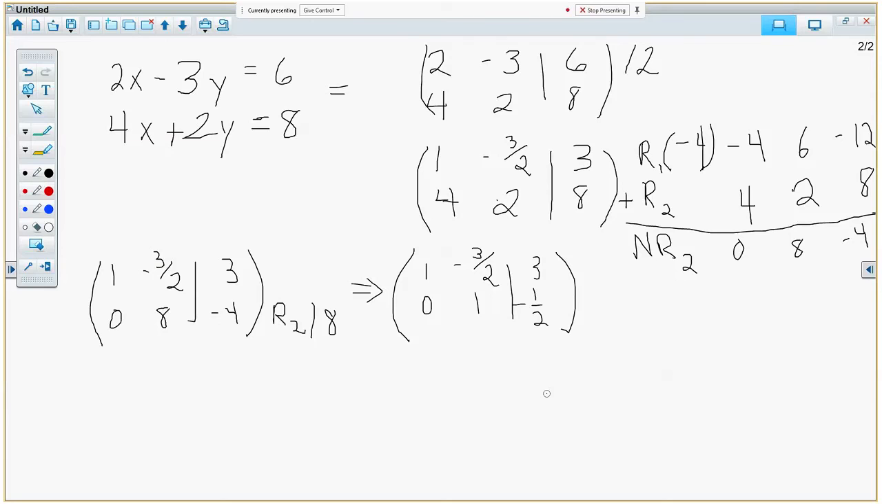All right, now do the last one. We've got to get negative 3 halves equal to 0. You've got to use row 2 to do it. So what's the opposite of negative 3 halves? 3 halves. So you're going to multiply row 2 by 3 halves and add it to row 1.